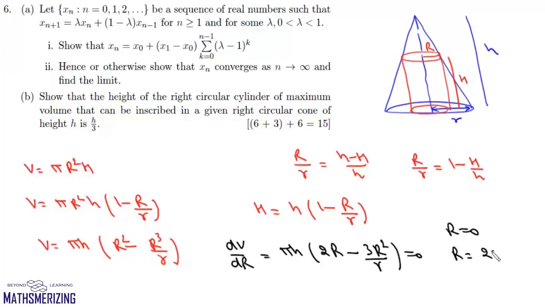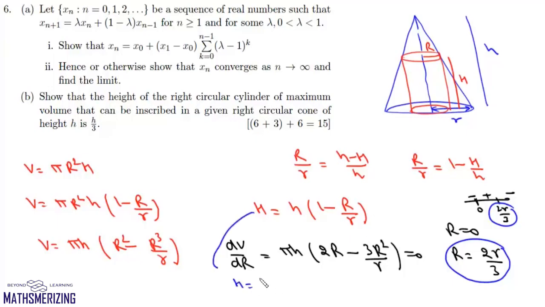Now if we put it on the number line, this is 0 and this is 2r by 3. Now this is minus, plus and minus. So this volume will be maximum when the value of capital R is 2r by 3. Now we need to find the value of capital H. Now we know that capital H is h into (1 minus R by r). So it will be H equals h, and this 1 minus R by r is 2 by 3, which is nothing but h by 3.